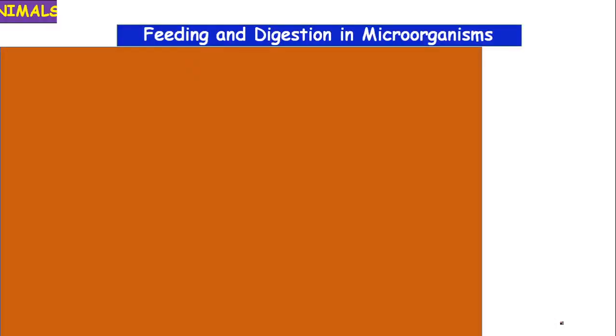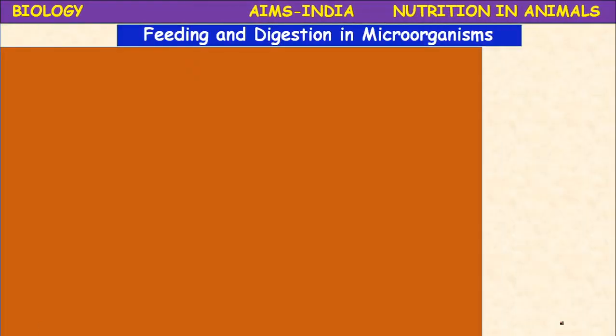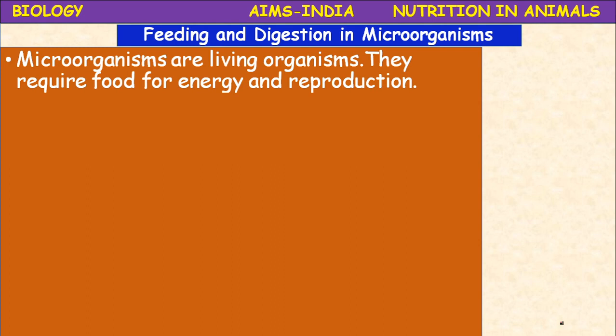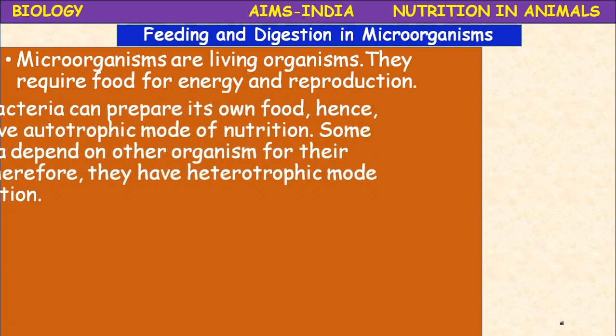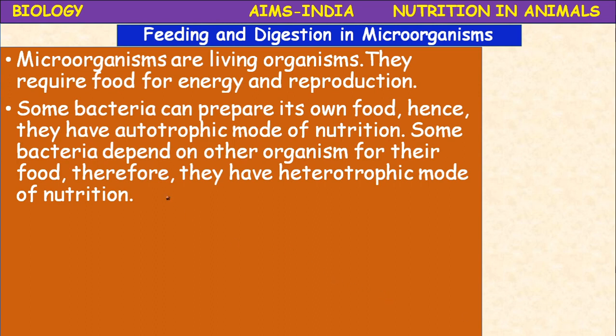Okay, let us proceed. The feeding and digestion in microorganisms. Let us see in small organisms. The microorganisms are also living organisms. They require food for energy and reproduction. Some bacteria can prepare their own food. Such bacteria are called autotrophic bacteria. Autotrophic mode of nutrition they follow. Some bacteria depend on other organisms for their food. Therefore, they are called heterotrophic bacteria. Heterotrophic mode of nutrition is seen in these other bacteria.